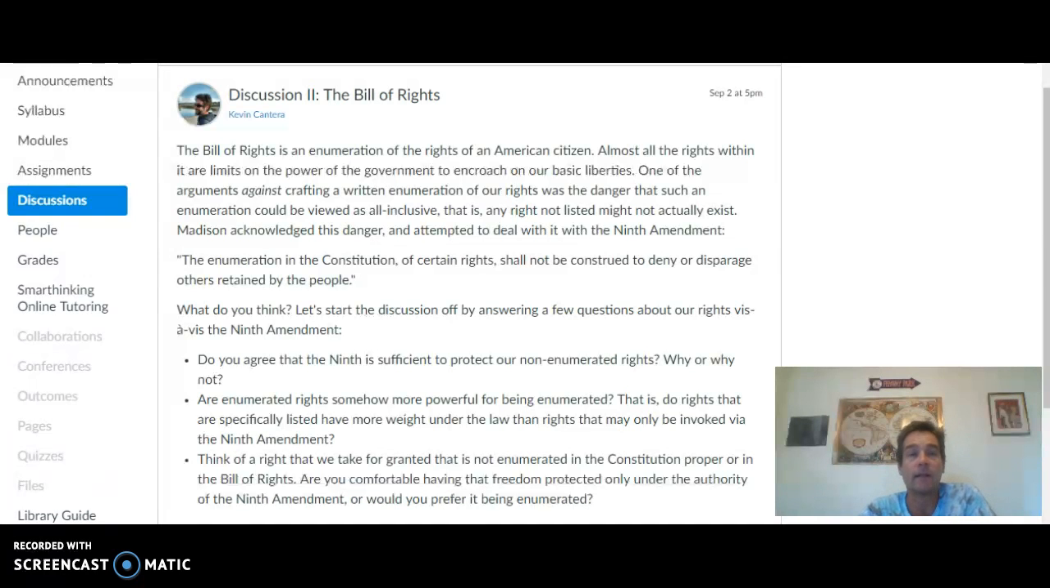And then finally, the last thing I want you to do is think of a right that is common. There's many of them. So think about one that's not enumerated in the Constitution or in the Bill of Rights, and give your opinion. Are you comfortable having that freedom protected only under the authority of the Ninth Amendment? Or do you think it's a right that should be specifically called out and enumerated?